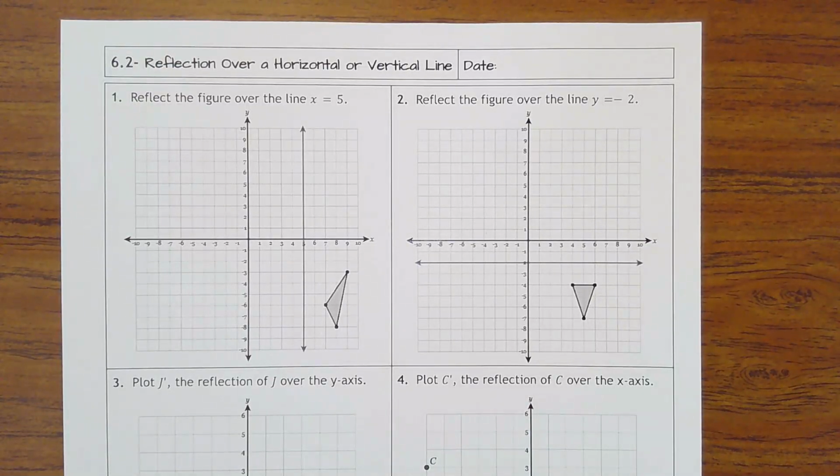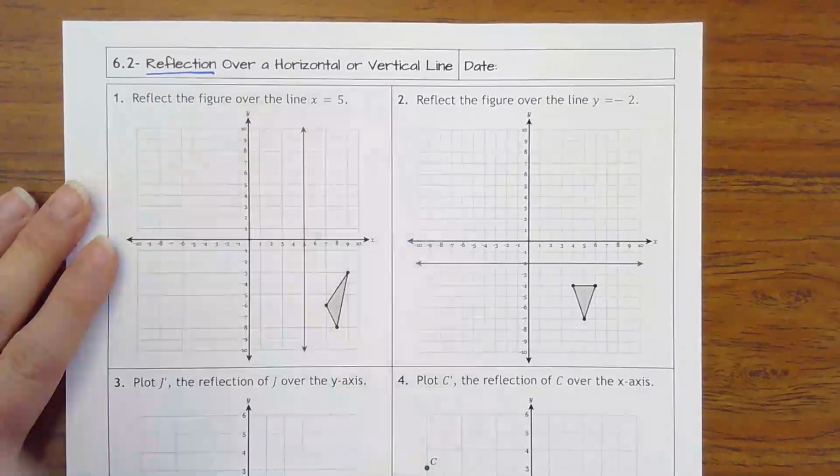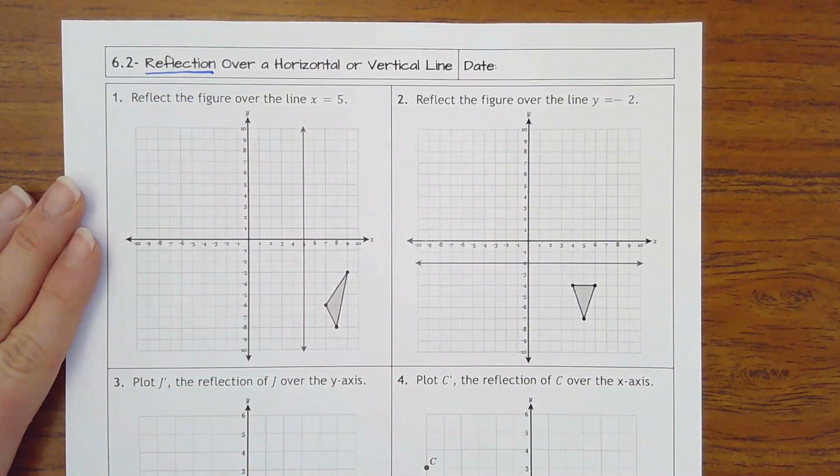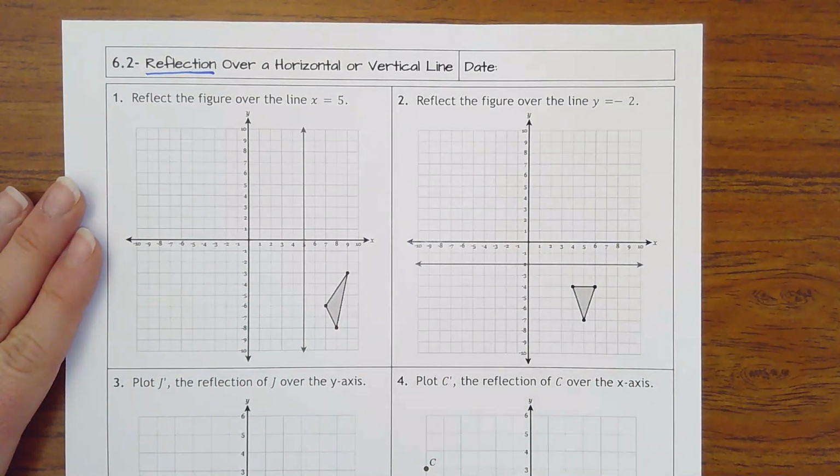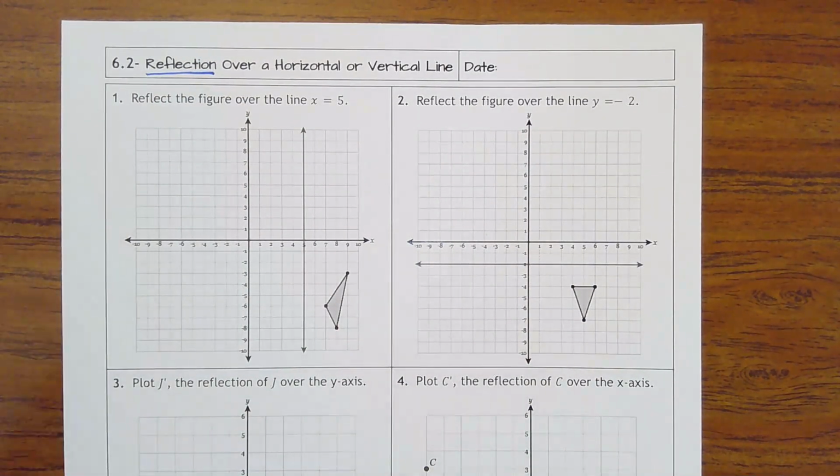6.2 is reflection over a horizontal or vertical line. So our second type of transformation is going to be reflections. Think of your reflection in the mirror. If you're ever trying to do something in the mirror and it's hard, it's because it's the complete opposite. It looks backwards to you. So that's what we're doing, is reflecting stuff over a line.